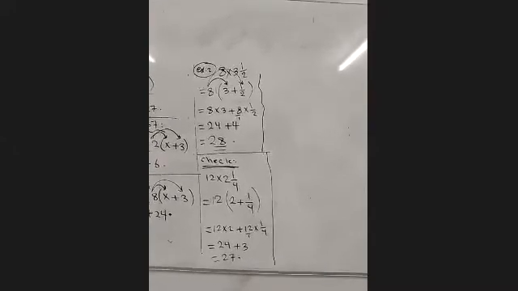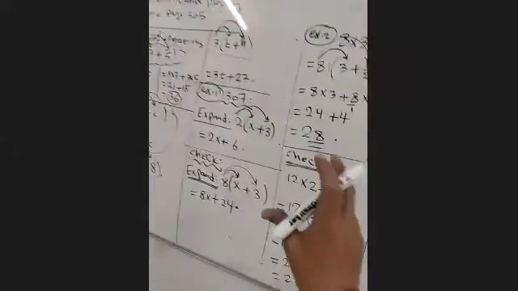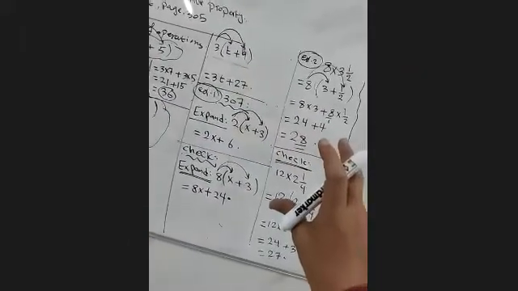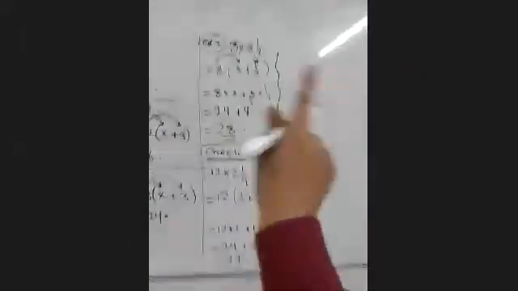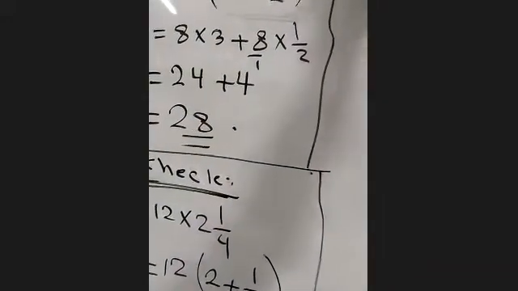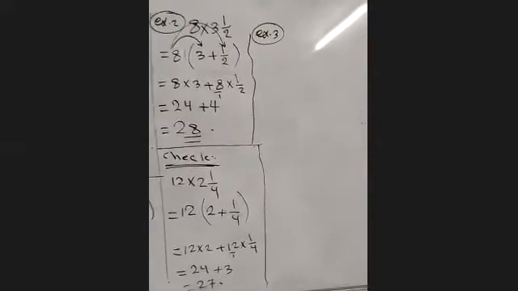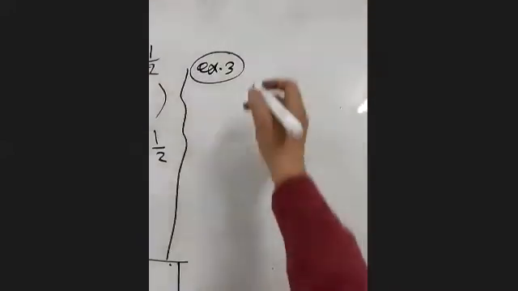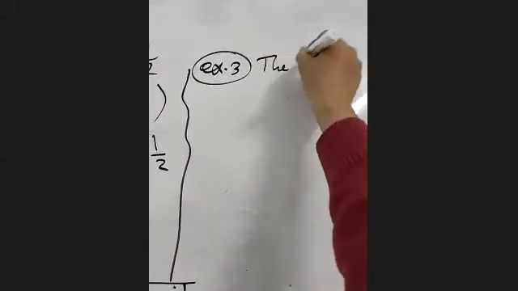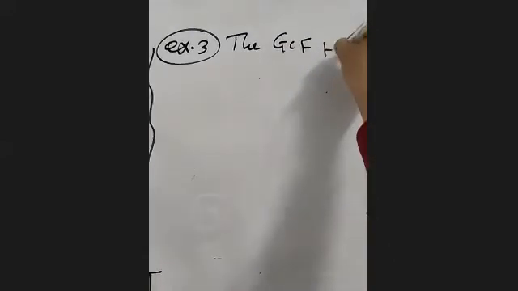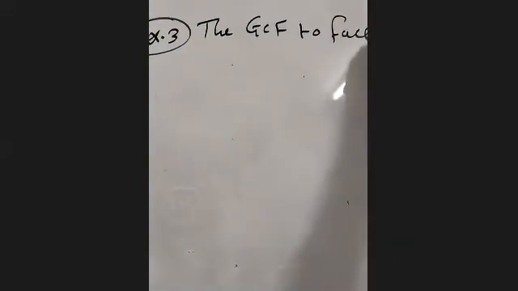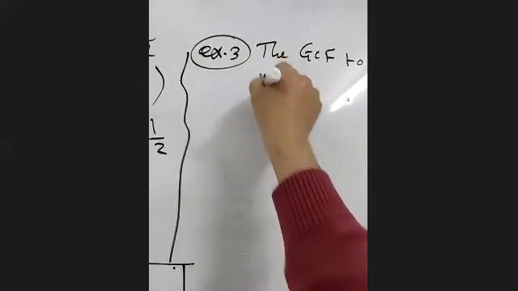Okay, go with me to example 3 now. Do you understand everything, Rayyan? Yes. Let's go to example 3 together. Okay. Read. Use the GCF to factor 45 plus 72. Read it again, please.